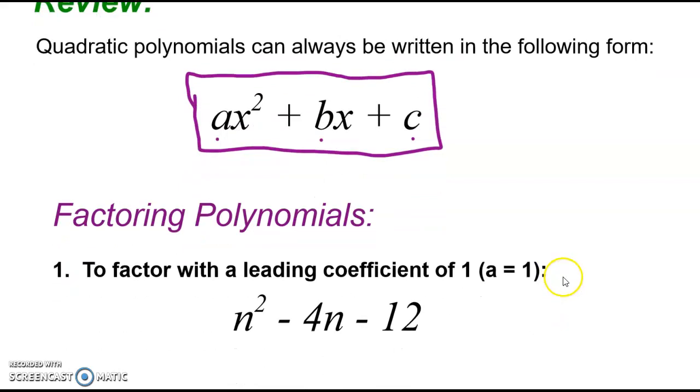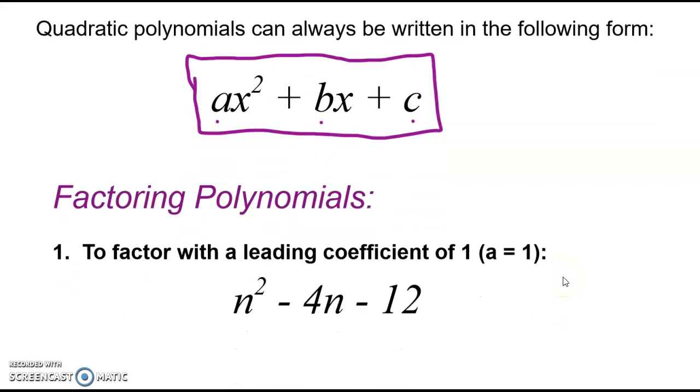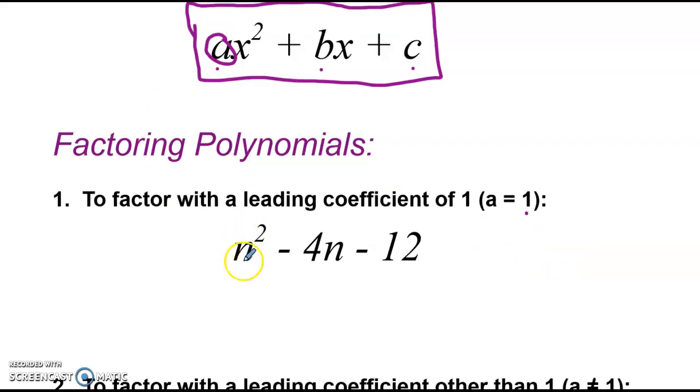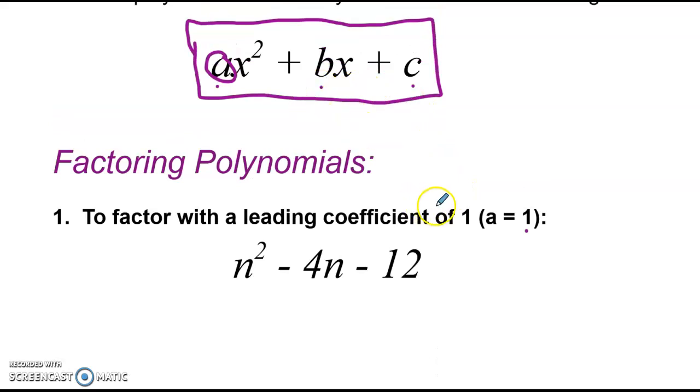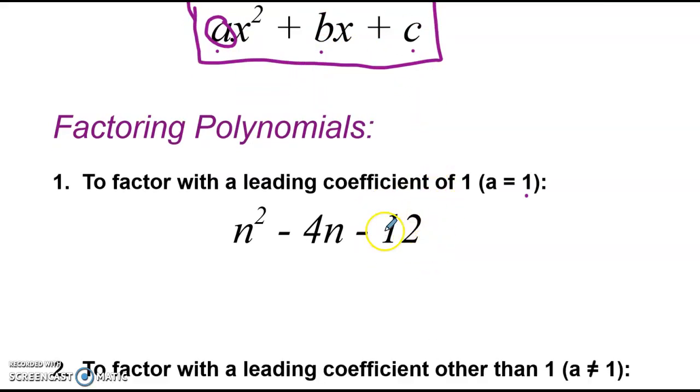Now, yesterday we learned how to factor with a leading coefficient of 1. In other words, that's when our term a is equal to positive 1. For example, n squared minus 4n minus 12. And we learned that the trick to factoring this is to think of factors of c, right? Because c is our third term. So factors of c, or in this case negative 12, that have a sum of b. So in other words, factors of negative 12 that have a sum of negative 4.